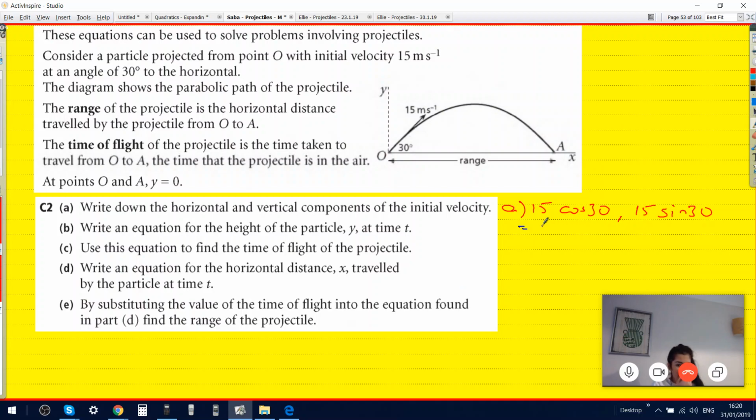15 root 3 over 2. And the other one, half times 15, which is 15 over 2, or 7.5, whatever you like. That might make it easier for the later parts. Okay, B. Use this question to find the time of flight of the projectile.